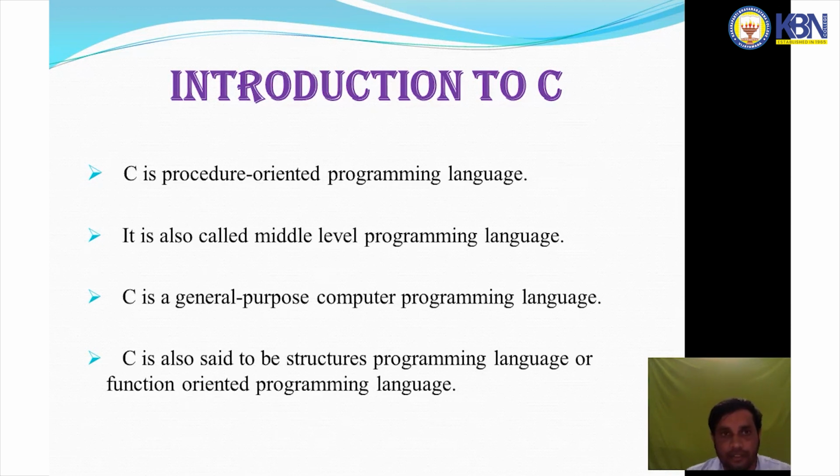So in this slide, the first point is that it is a procedure-oriented programming language. What does procedure mean? Step-by-step creation of the data. So it is procedure-oriented. It is also called a middle-level programming language. The next one is that it is a general-purpose programming language, and also a structure-oriented programming language, and also a function-oriented programming language.